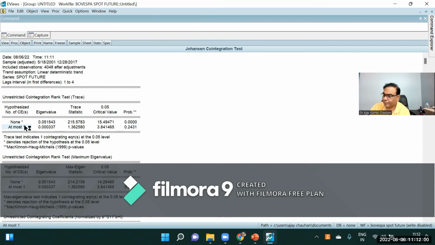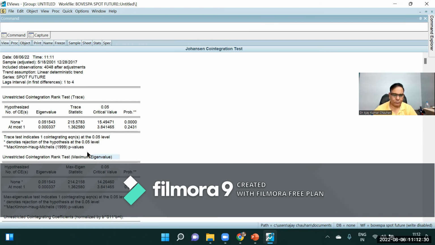So the null hypothesis is rejected, and the alternate hypothesis we are accepting. It means there exists significant co-integration between the two. Similarly, if you go for the maximum eigenvalue test, as I told you there are two tests, the trace test and the maximum eigenvalue test, and both tests are reported in the paper.